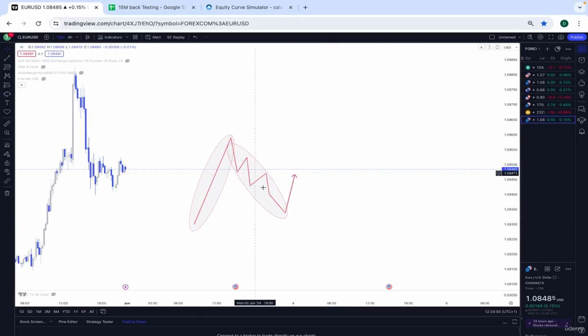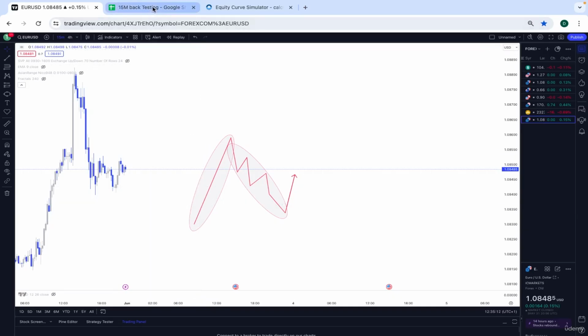So the pullback, which is this, versus the push up. And again, doing a comparison. For it to be green, I want to see more strength in the push than the retracement. If I see equal strength in the push and the retracement, I'll mark it amber. If I see more strength in the retracement than the push, I would mark it red.